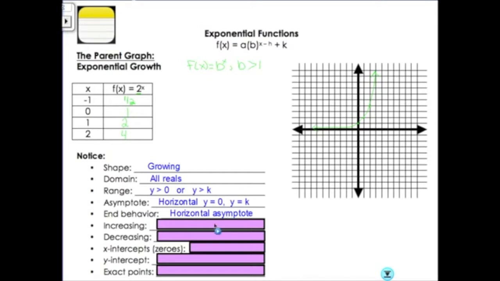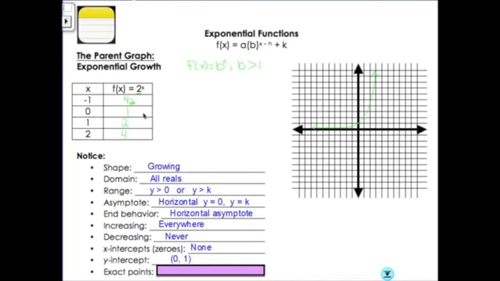Our function is increasing everywhere and decreasing never. This is important because this is a characteristic that only holds true for exponential growth and does not hold true for exponential decay. Our x-intercepts are none. You can see that our function never crosses the x-axis. Our y-intercept is 0, 1, which you can see in our table here, and you can also see on our graph here. Our exact points are negative 1, 1/2, 0, 1, and 1, 2, which are only just a few of the very many exact points that you could have for this function.